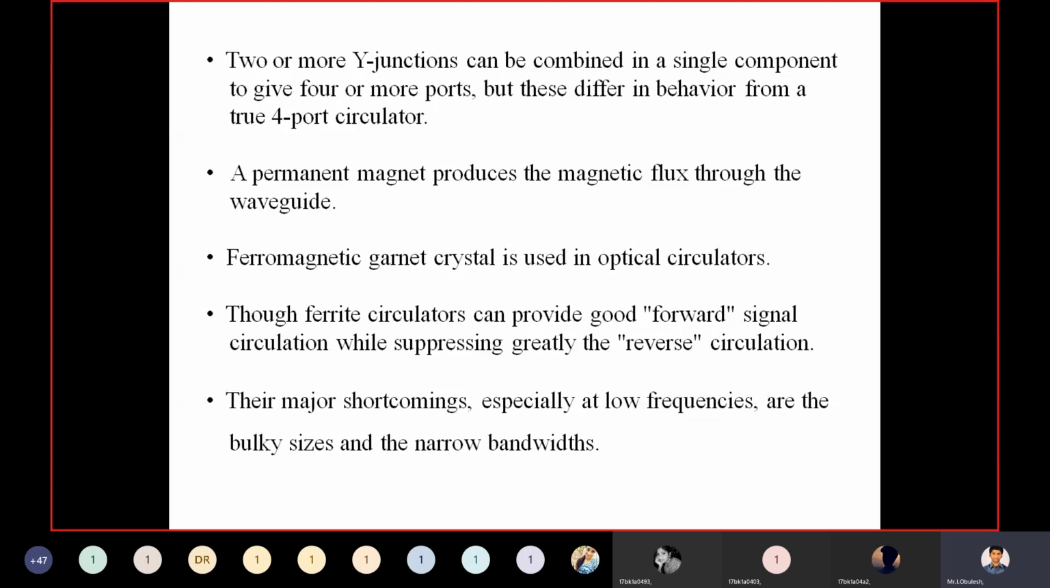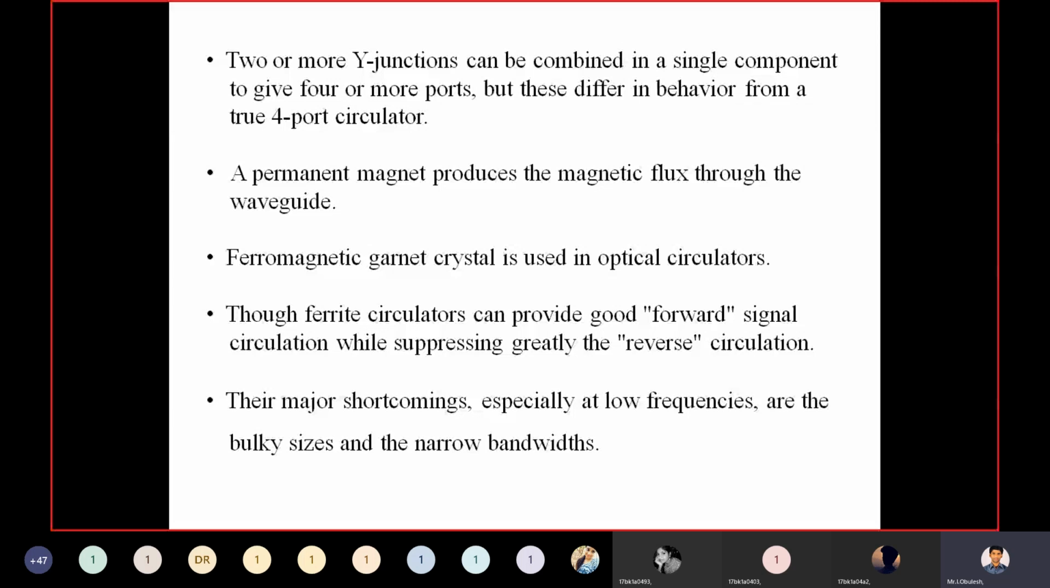And the ferrite magnetic garnet crystal is used in optical circulators. Ferrite circulators can provide good forward signal circulation while greatly suppressing the reverse circulation.